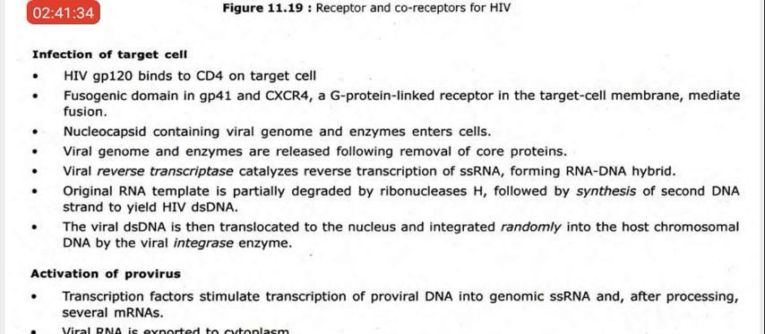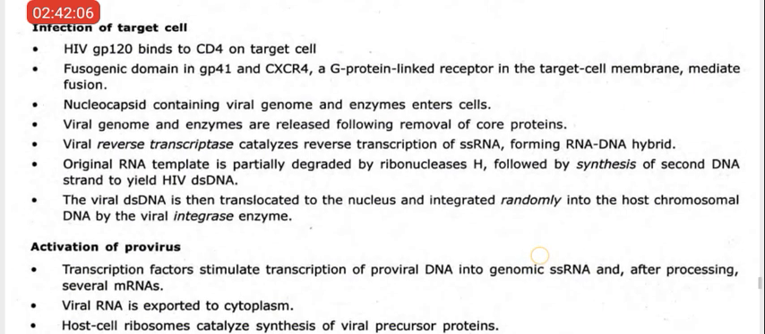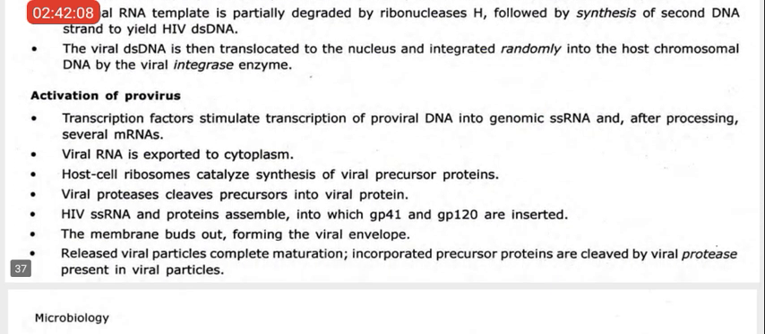Then the nucleocapsid containing the viral genome and enzymes enters the cell. The viral genome and enzymes are released following removal of core proteins. Viral reverse transcriptase catalyzes reverse transcription of ssRNA, forming an RNA-DNA hybrid. The original RNA template is partially degraded by ribonuclease H, followed by synthesis of a second DNA strand to yield HIV dsDNA. The viral dsDNA is then translocated to the nucleus and integrated randomly into the host chromosomal DNA by the viral integrase enzyme.